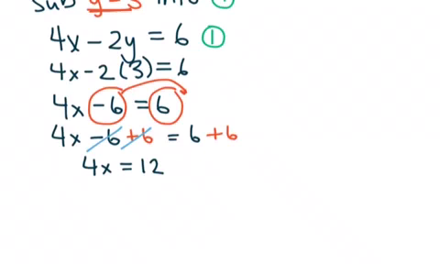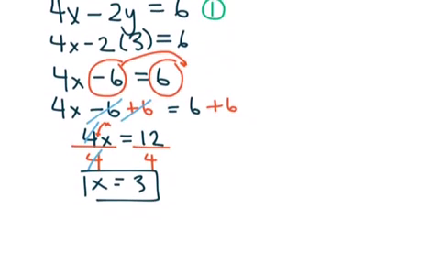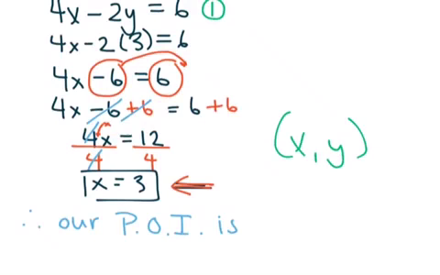And we're almost done now. We've got to get rid of this times 4, so we're going to divide by 4, and then these two cross out, and on the left we're left with x equals 3. So now we've got y equals 3, and we've also got x equals 3. So our point of intersection is, remember, we write x first and then y. So our point of intersection is 3, 3.